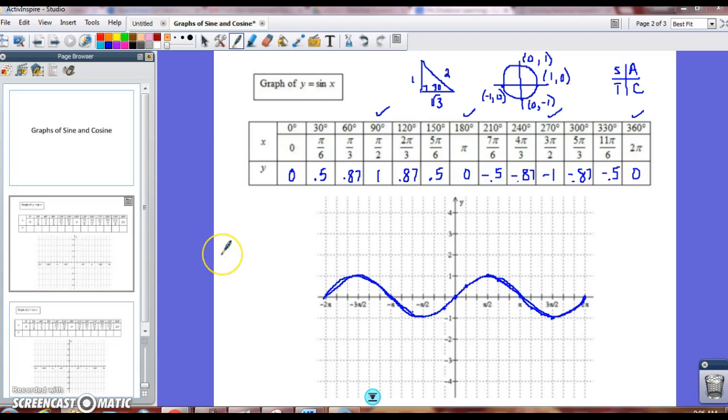So that's a sine graph. I'm going to stop the video here, and there'll be another video for the cosine graph. All right, thanks everybody.